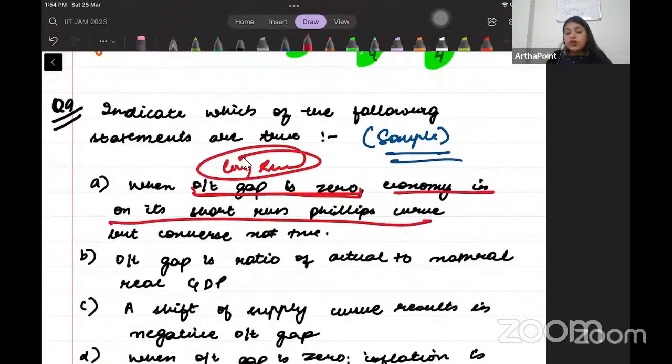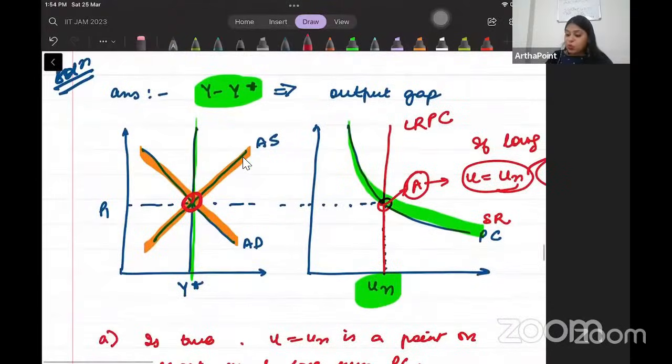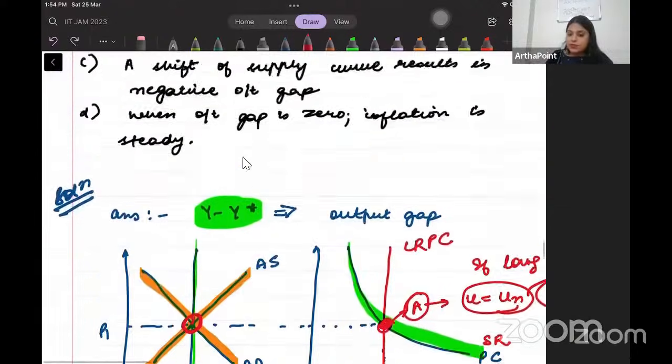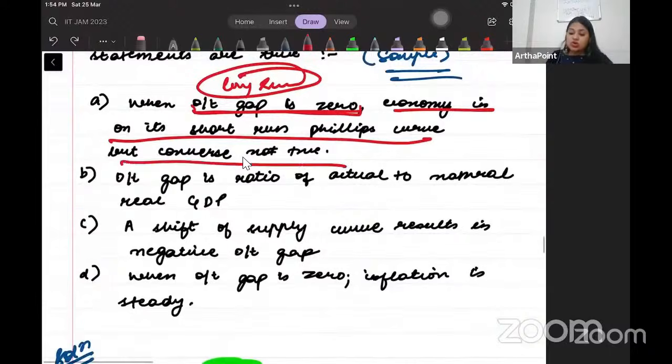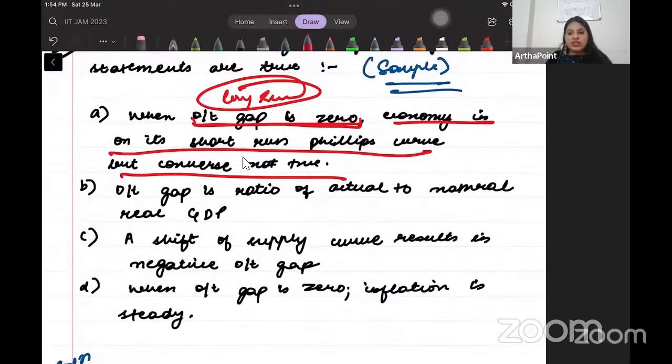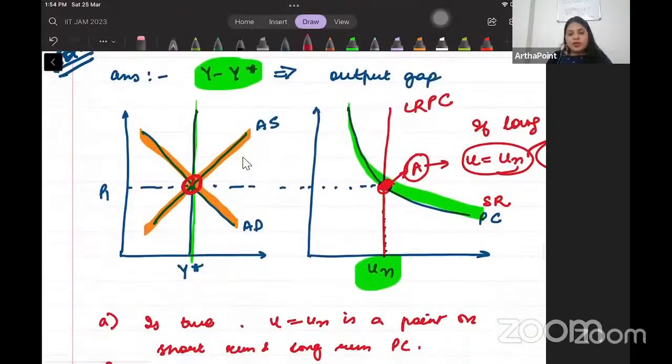Economy is on its short run Phillips curve. Yes, I still have this point on the short run Phillips curve also. This point A lies on both the short run and long run Phillips curve. It says, but the converse is not true. That's correct. If Y is equal to Y star, you will be on the short run Phillips curve. Whenever you are on the short run Phillips curve, Y is not equal to Y star.